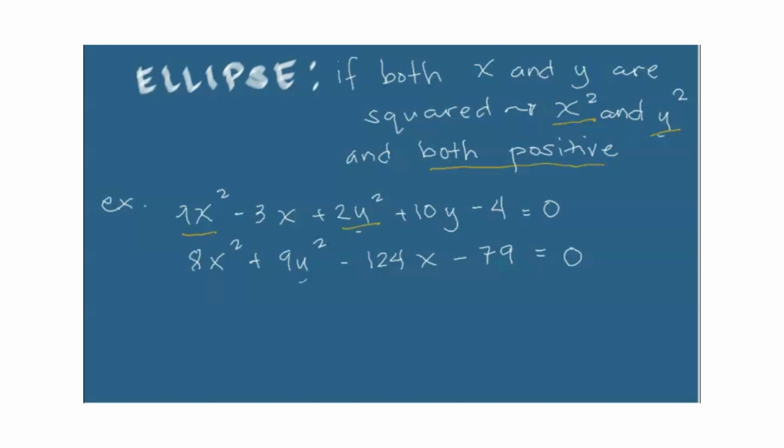Next, we have 8x squared plus 9y squared minus 124x minus 79 equals 0. So we have positive 8x squared and positive 9y squared. Coefficients are both positive and different. And you have an x squared and y squared. Therefore, this is an ellipse.